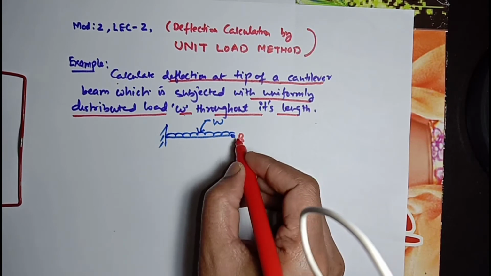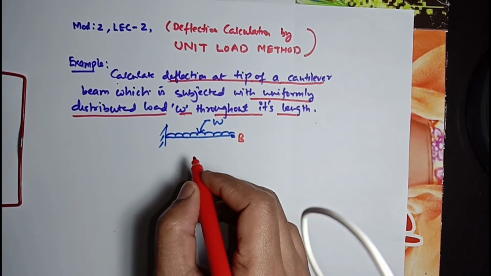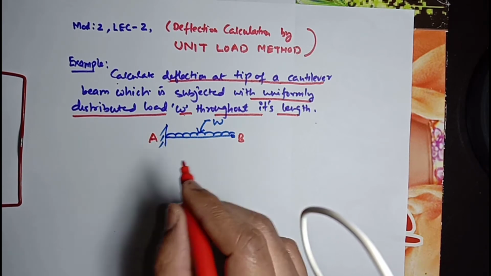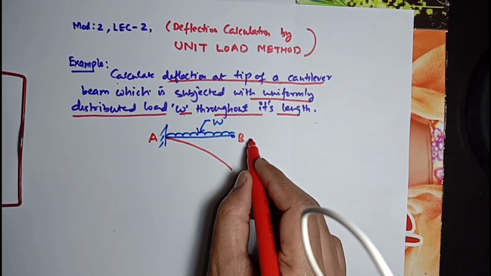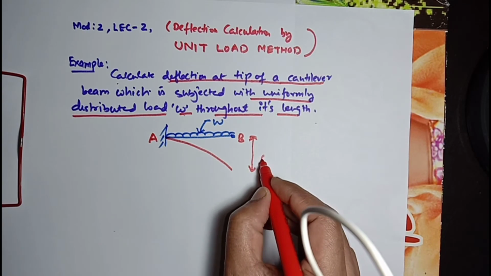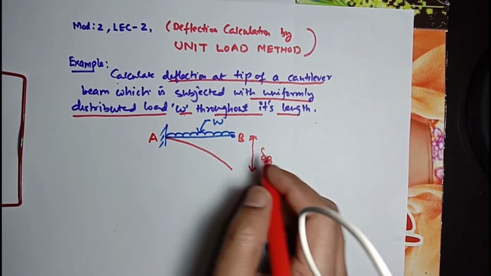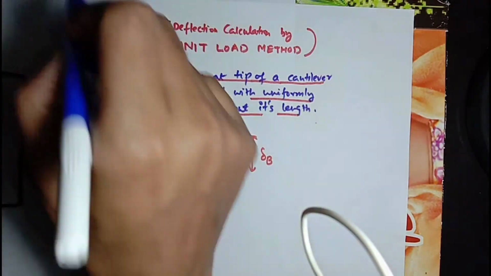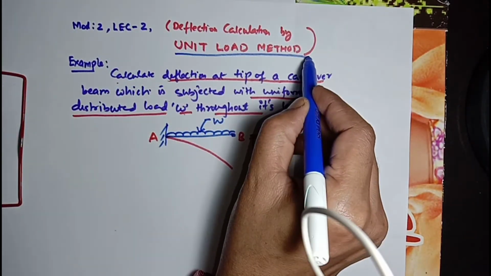This is the tip of this beam, which is designated with B, and fixed support is designated with A, and we need to find delta B. This is our main objective. This problem will be solved using unit load method.